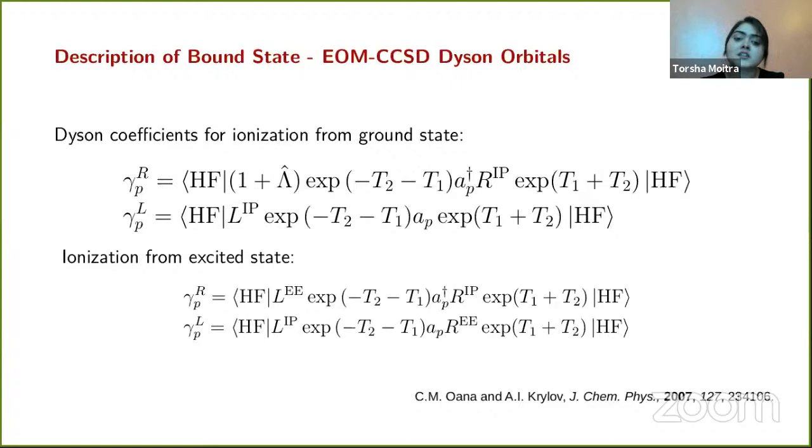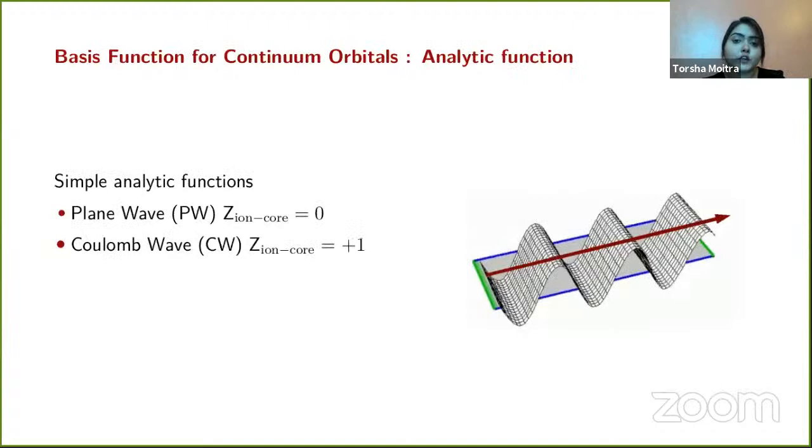Now I move on to the description of the continuum orbitals. And this is the tricky part. The description of the continuum orbitals requires a suitable basis function which will be capable of incorporating its distinct boundary conditions, as the continuum orbitals are infinitely oscillating functions. And the simplest approach is to use plane wave or Coulomb wave formalisms.